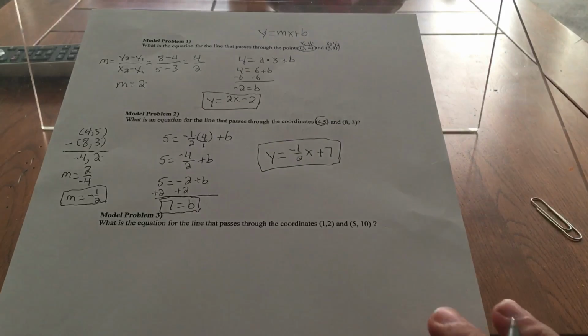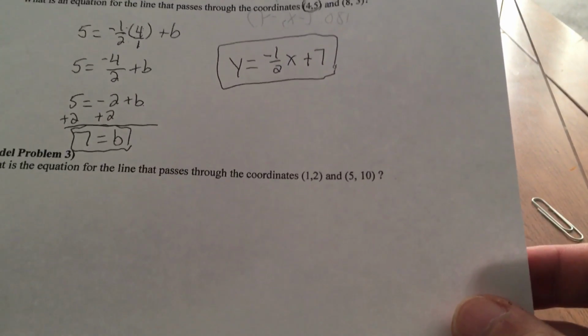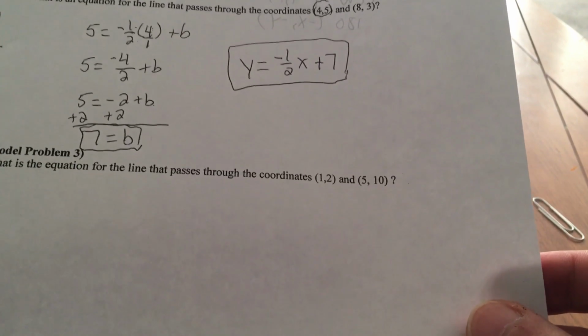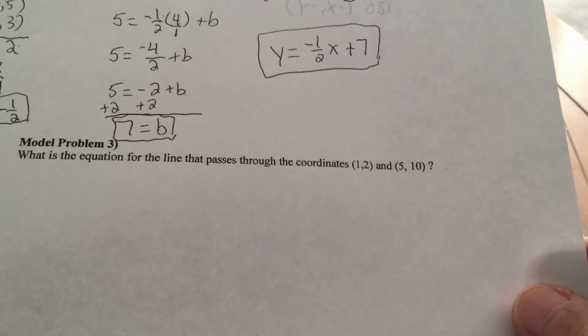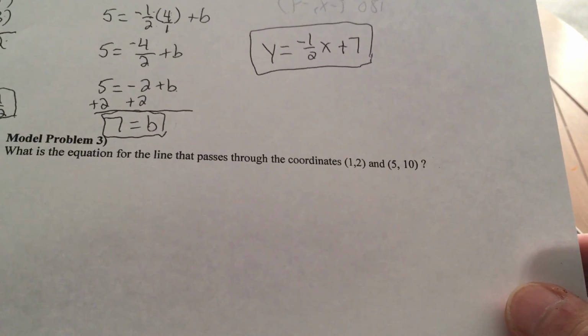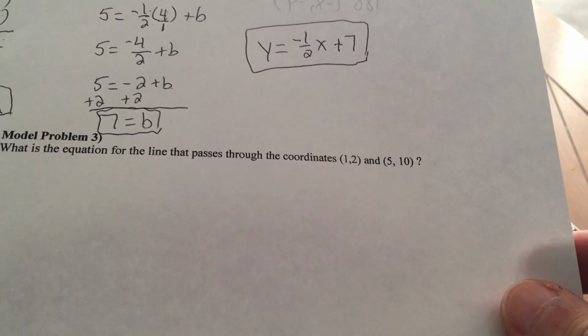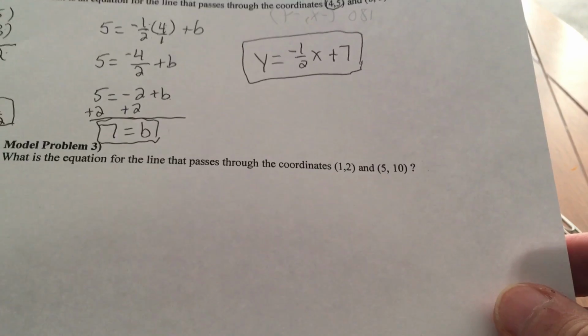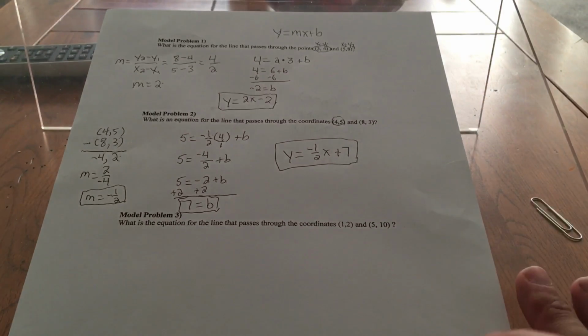Okay? So what I want you to do is take a minute and pause the video, try this last problem. Find the y equals mx plus b for this one. What is the equation for the line that passes through the coordinates 1, 2, and 5, 10? Take a minute, pause the video, and see if you can come up with it, and I'll be back in a second to walk you through it.